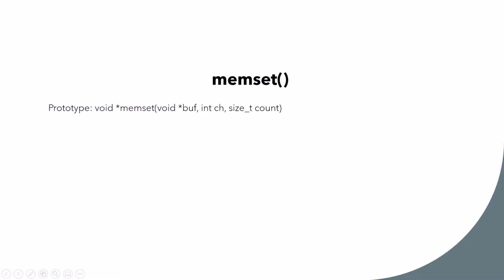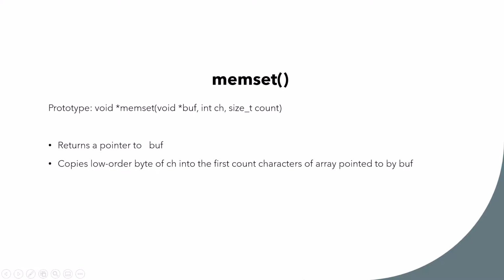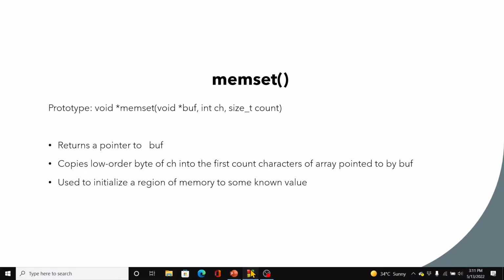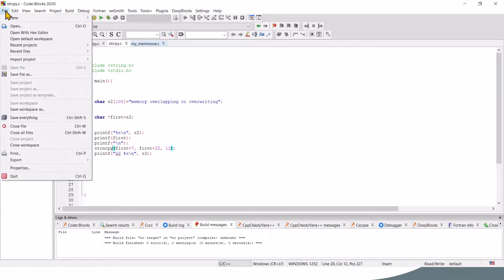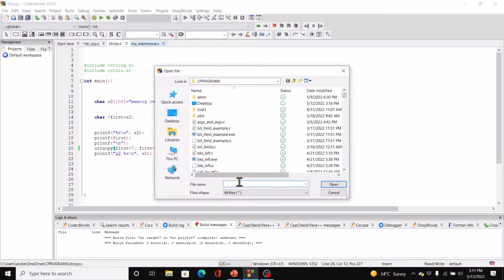memset. You can see from the prototype, this function returns a pointer and takes as arguments buff, a pointer again, and int ch as well as size_t count. Returns a pointer to buff, right? Copies the low order byte of ch. Remember, ch is an integer, so the character would be found in the low order byte. It copies that character into the first count characters of the array pointed to by buff. It's used to initialize a region of memory to some known value. So now I'm going to take you back to Code::Blocks and show you a demonstration of how this works. That is memset.